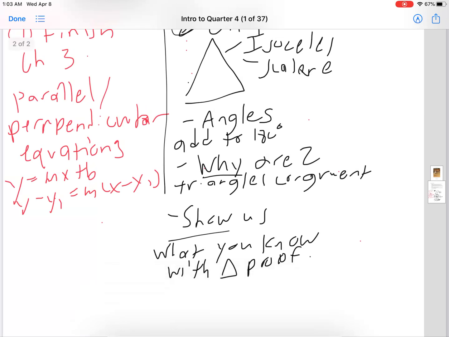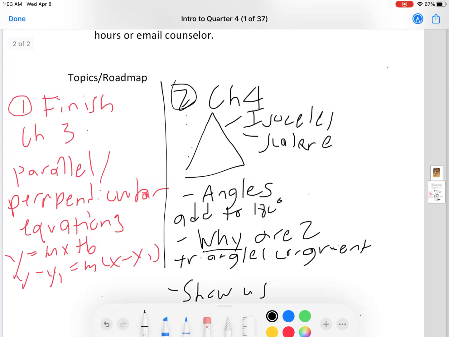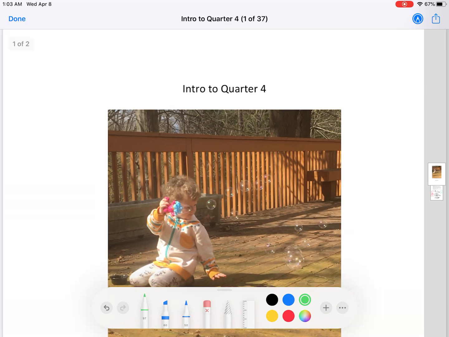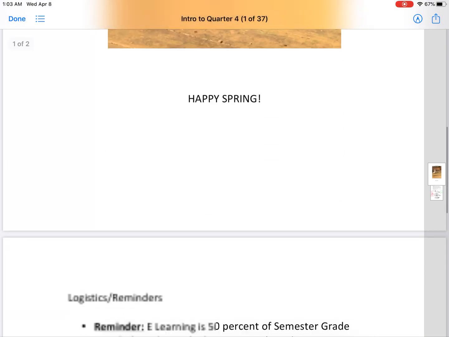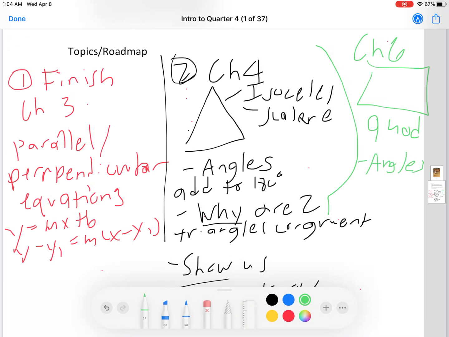And then last but not least, what we're going to end with is chapter 6, quadrilaterals. So things like angles add to 360. What is a parallelogram?